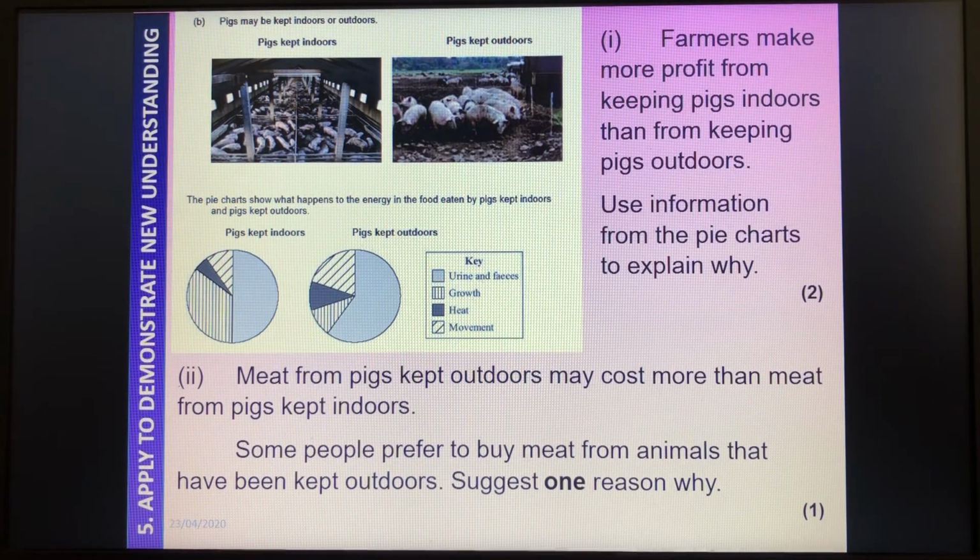And meat from pigs kept outdoors may cost more than meat from pigs kept indoors. Some people prefer to buy meat from animals that have been kept outdoors, so just one reason why. Okay, so this is looking at our cruelty, animal rights situation again. So if you need any extra time, then pause now.